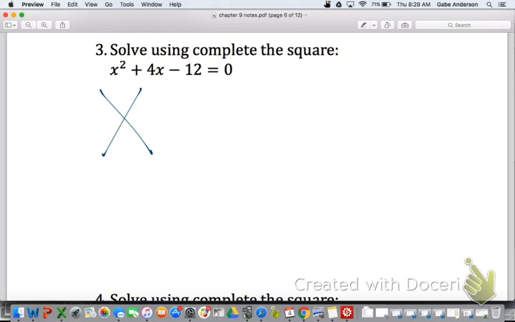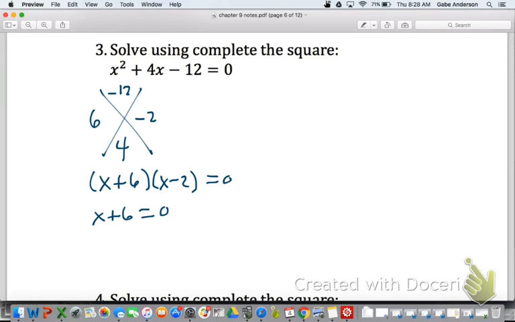It doesn't. Let's see. What numbers multiply to be -12, yet add to be +4? 6 and -2 actually work. It is factorable. So, this would factor as x plus 6, x minus 2 equals 0. x plus 6 equals 0, x minus 2 equals 0, therefore x equals -6, x equals 2.